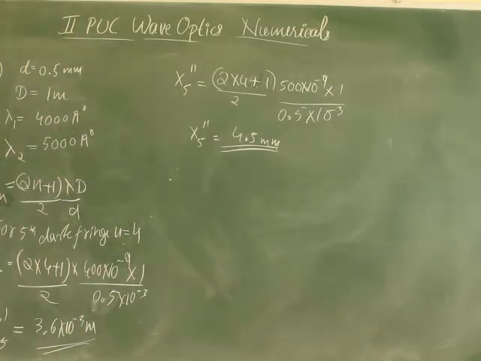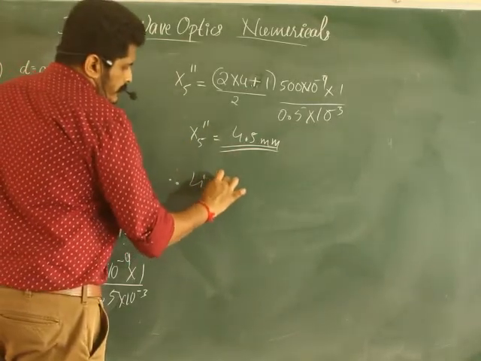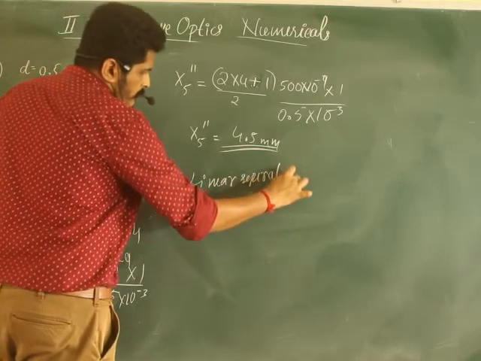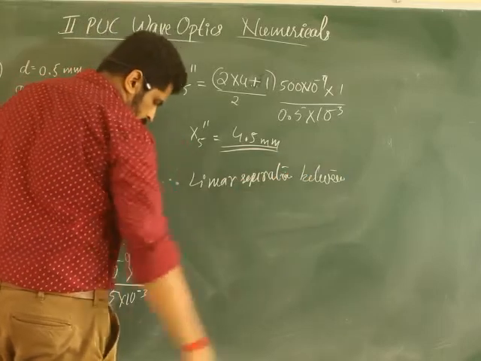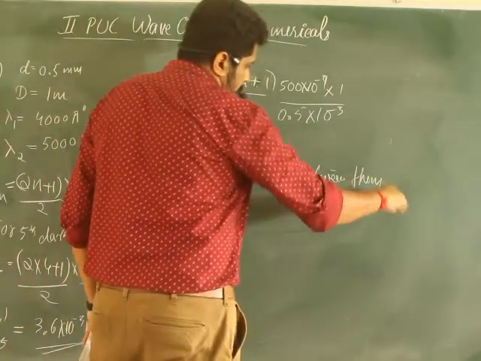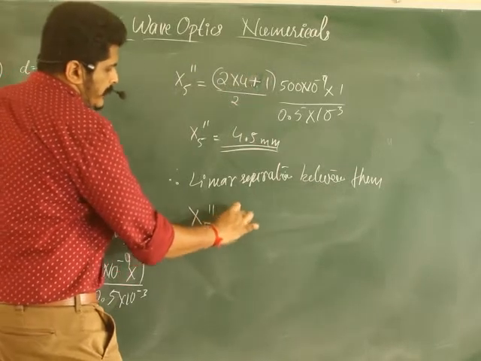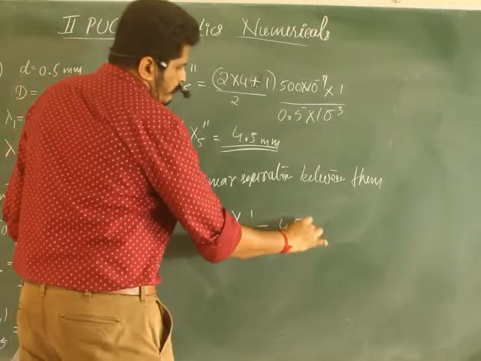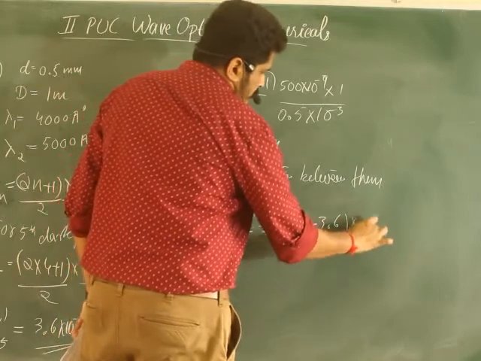So that means, what is the linear separation now? Difference between them. So linear separation between them is what? x5 double dash minus x5 single dash equal to 4.5 minus 3.6 into 10 power minus 3.